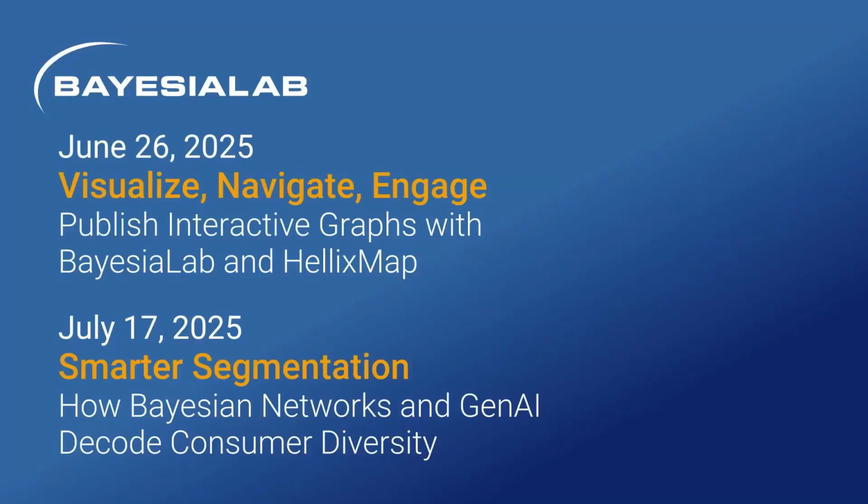Registration is now open. Then in July, we go into another marketing science topic titled Smarter Segmentation. And we will talk about Bayesian Networks and Gen AI, how they can help decode consumer diversity. This is really about fundamentally improving the approach to segmentation, and I'll be the host of that program.